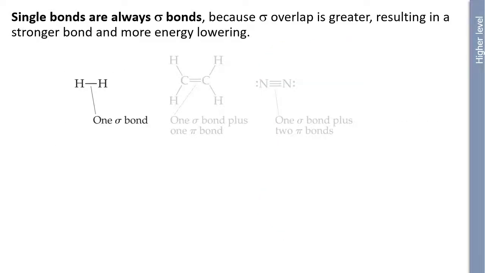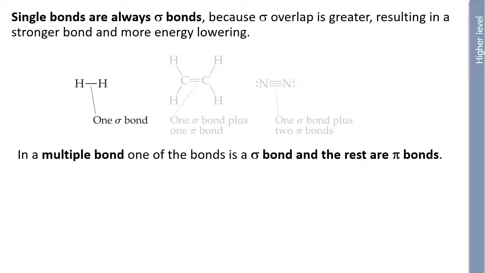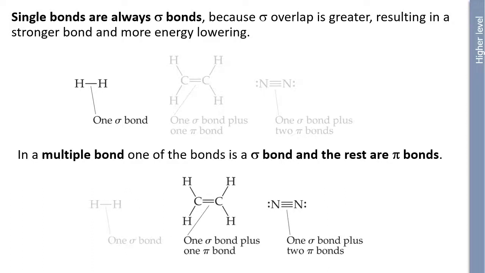So single bonds are always sigma bonds because of the greater overlap, and it results in strong bonds, which are energy lowering. In a multiple bond, only one of the bonds is a sigma bond, and the rest are all pi bonds. Carbon double bonds are an example of that: you have 1 sigma bond plus 1 pi bond. Or in the case of nitrogen, you've got 2 pi bonds and 1 sigma bond.